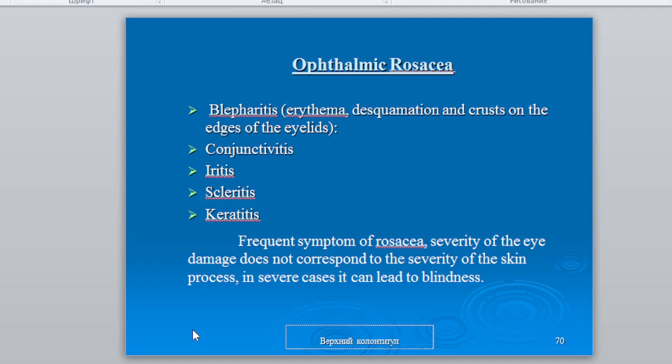Next, ophthalmic rosacea. Blepharitis, erythema, desquamation and crusts on the edges of the eyelids, conjunctivitis, iritis, scleritis, keratitis. A frequent symptom of rosacea. The severity of the eye damage does not correspond to the severity of the skin process. In severe cases, it can lead to blindness.